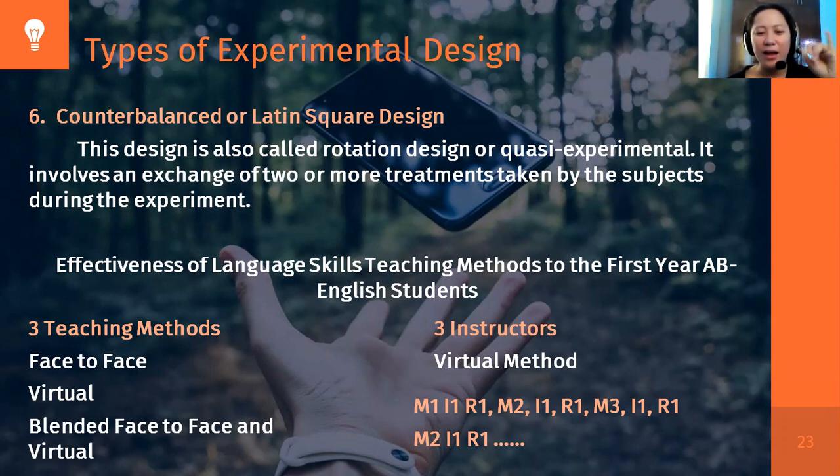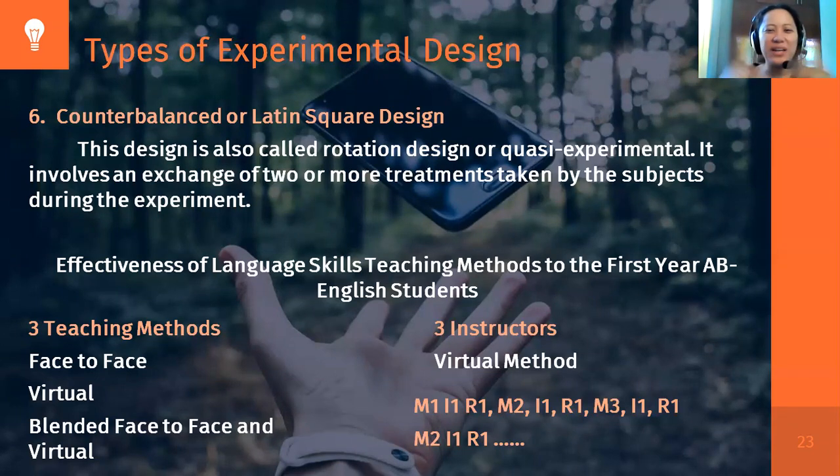So my formula here, M for the method, I for the instructor, and R for the respondents or the group of respondents. So method 1, instructor 1, respondents 1. Method 2, instructor 1, respondents 1, until all the instructors will be able to handle all groups of respondents, and until all groups of respondents will be able to encounter all types of methods, and until all the methods will be able to encounter all the instructors and all the respondents.